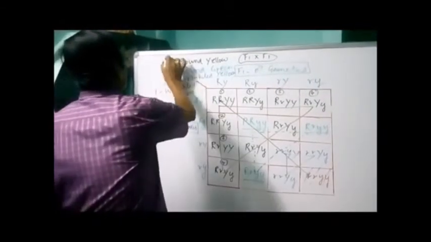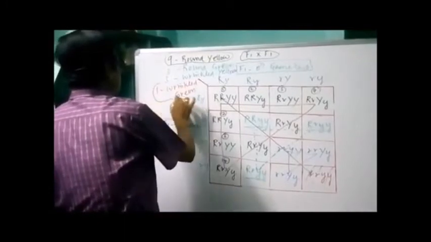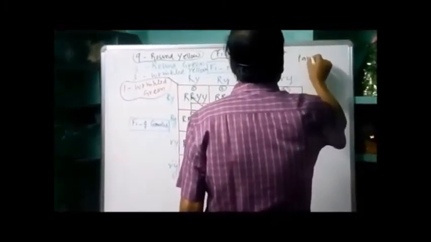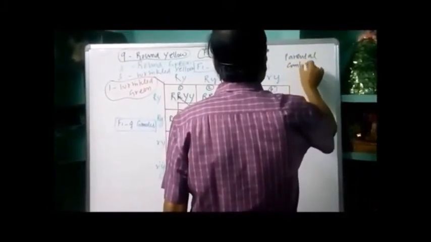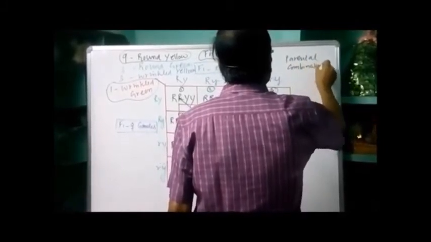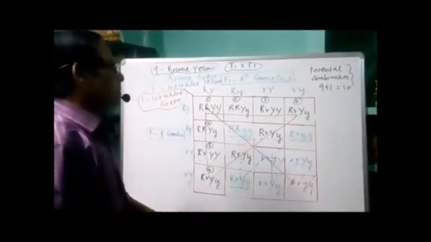So, out of the 16, this round yellow is one of the parents, and wrinkled green is another parent we started with. So, the parental combinations total 9 plus 1, that is 10. So, 9 round yellow and 1 wrinkled green. They are the parental combinations.